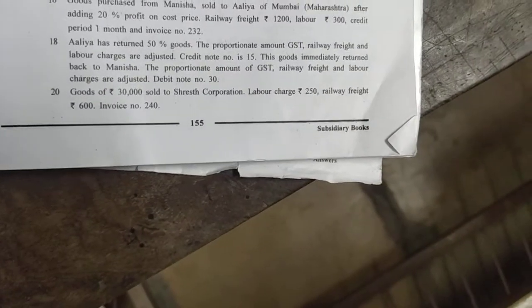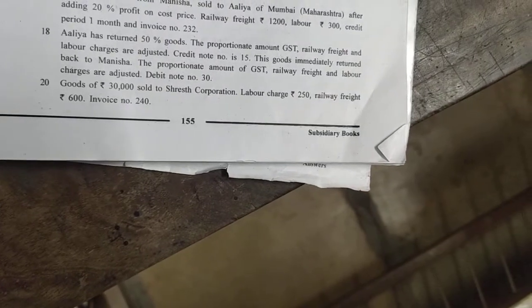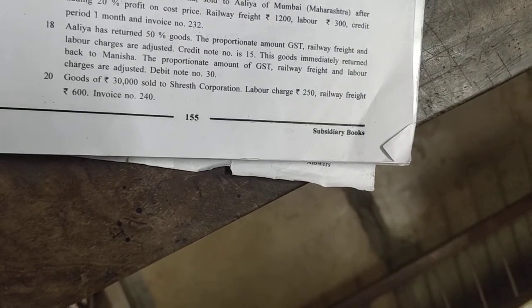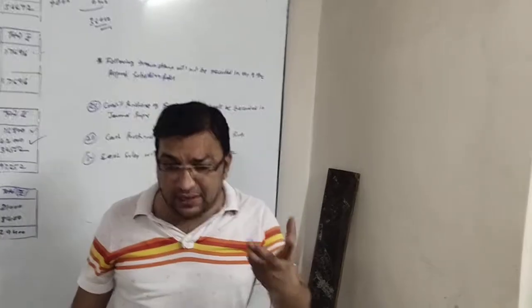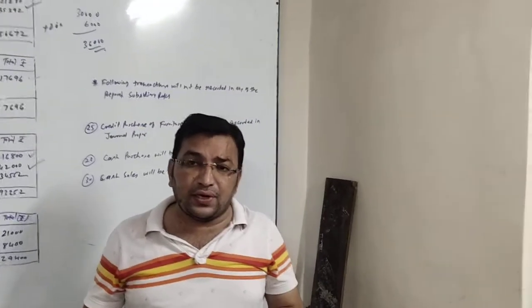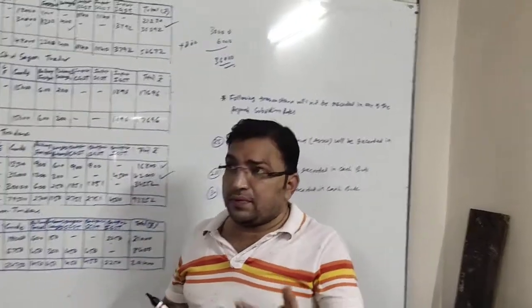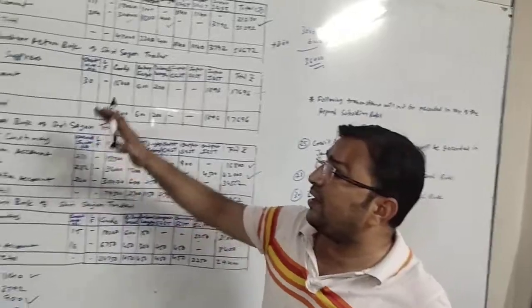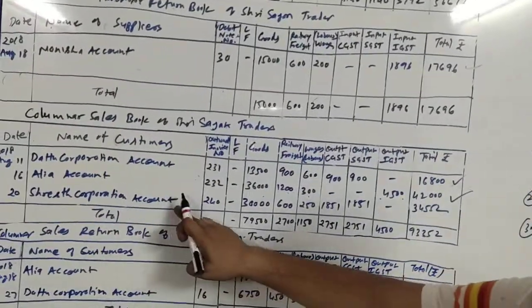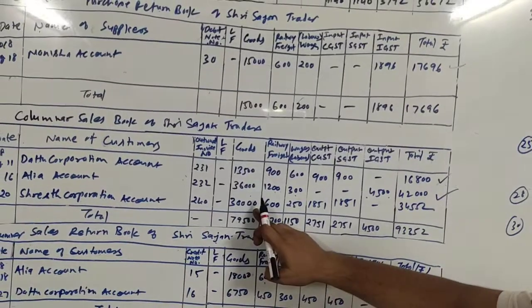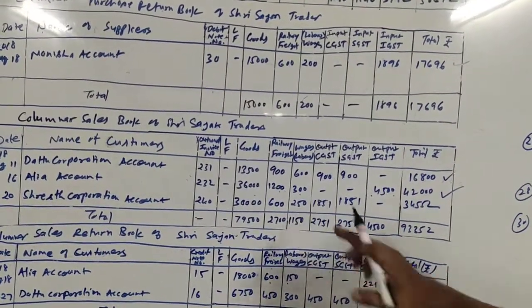Date 20, goods of 30,000 sold to Shrestha Corporation, labor charges rupees 250 and railway freight rupees 600. Invoice number 240. Rupees 30,000 sold to Shrestha Corporation and labor charges and railway freight is given. So it is a credit sale of goods. Directly we will record in sales book. Here it is 20 date, Shrestha Corporation account, 240 is the outward invoice number, 30,000 is the goods amount, 600 railway freight and 250 wages.